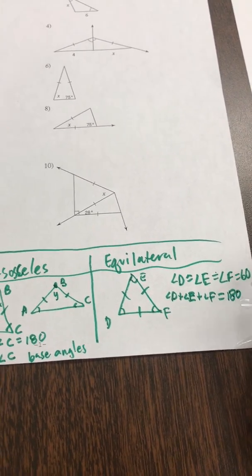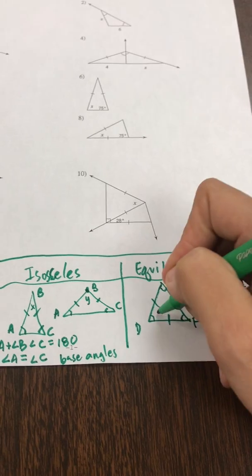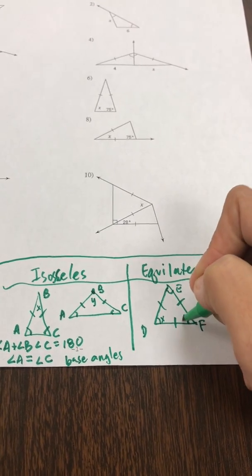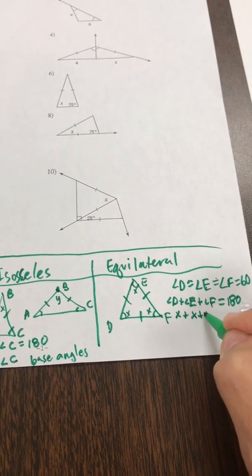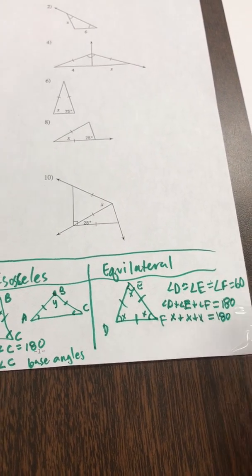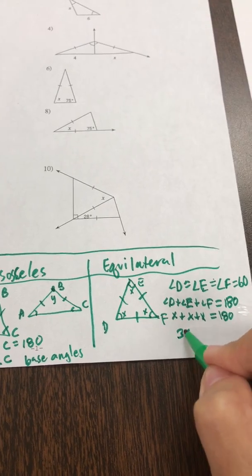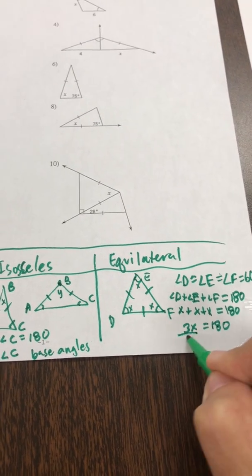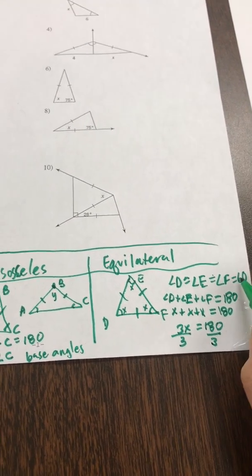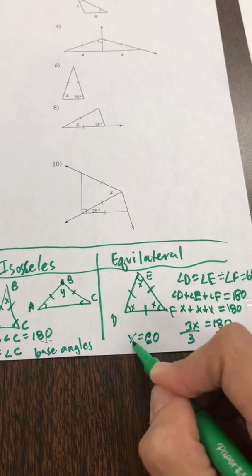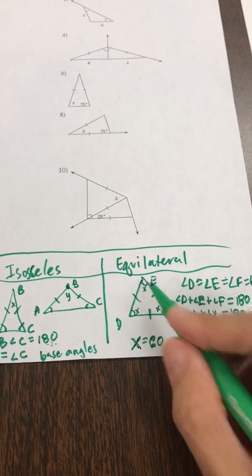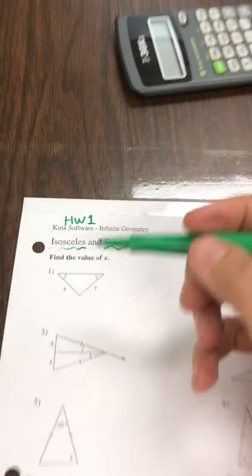This is a logic puzzle of sorts. So if this is X, I don't know what it is, this has to be X, and that has to be X. So X plus X plus X would add up to 180, and 3X would have to be 180. So notice, aha, that makes sense. X has to be 60. Okay, awesome. So let's use what we've learned to try to apply it to these questions.